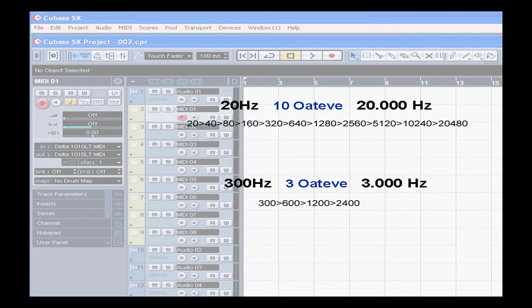Human speech usually ranges from about 300 to 3,000 Hz, or in about 3 octaves. This is demonstrated by 300 to 600, 600 to 1200, 1200 to 2400.